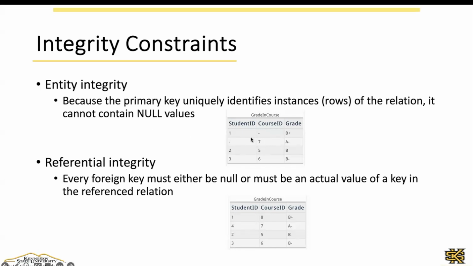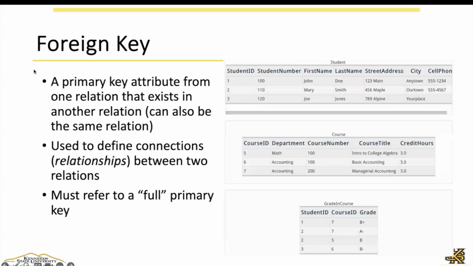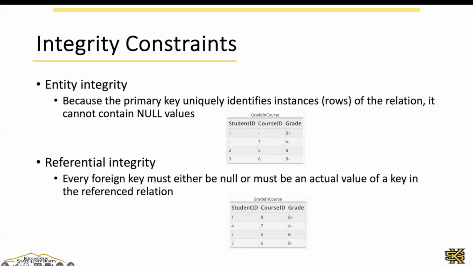And regarding the referential integrity, this can be violated. For instance, take course number 8 as an example. You can see course number 8 here does not exist in the actual course table. So let me go back to the previous slide. We can see that in this table, there is no course ID 8. Okay, so the course ID 8 does not exist in this table.